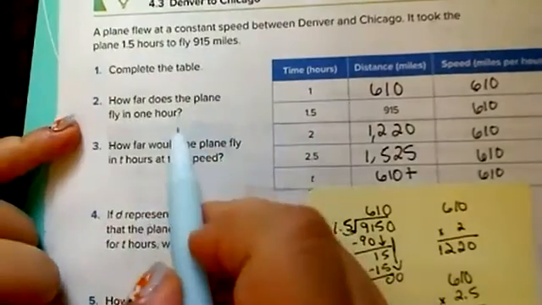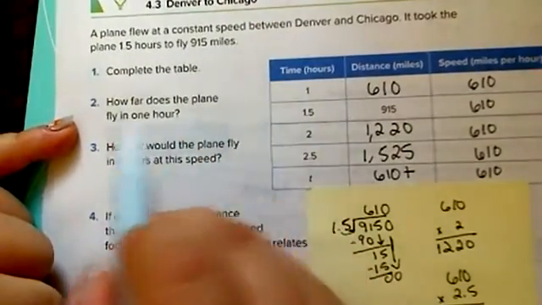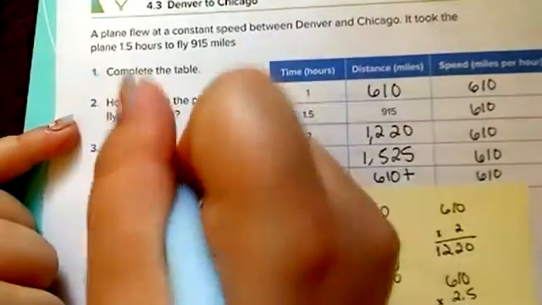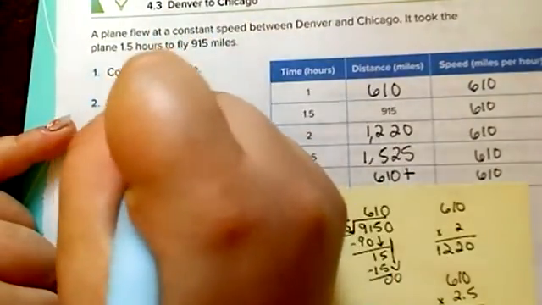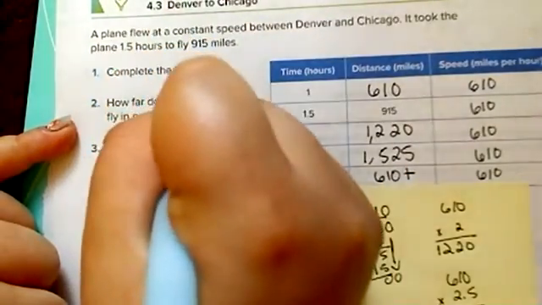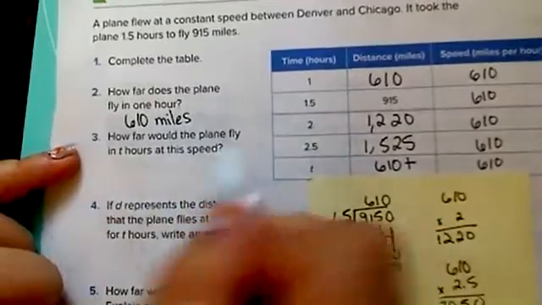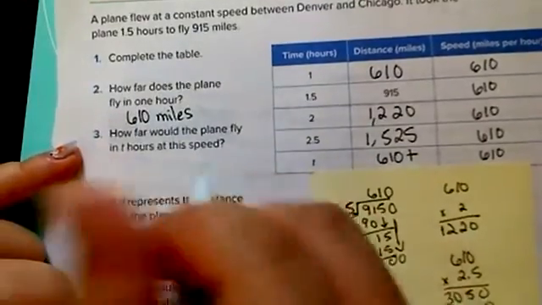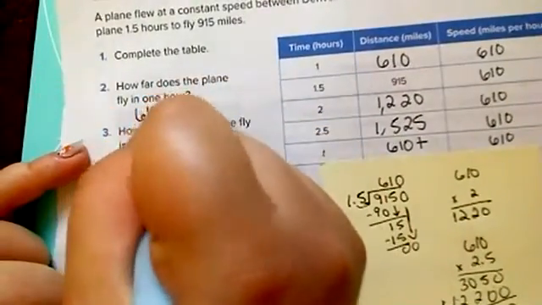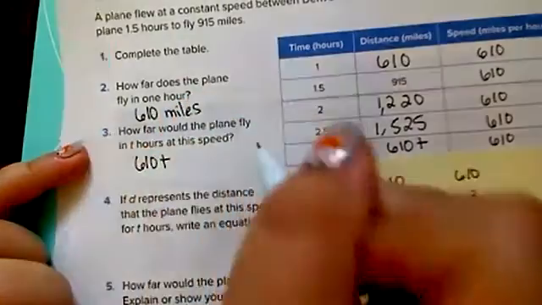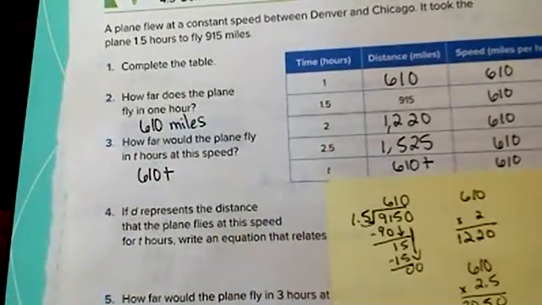All right, so over here, we've just got a couple of questions to answer. How far does the plane fly in 1 hour? It flies 610 miles. How far would the plane fly in T hours at this speed? So 610 T would be our answer.